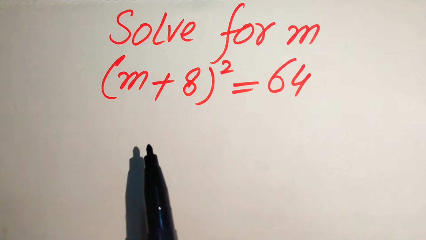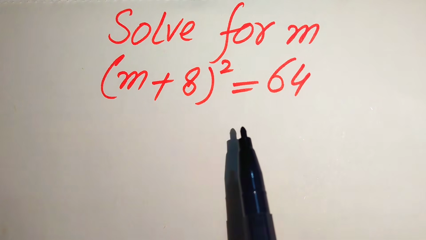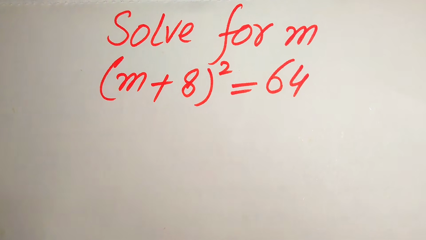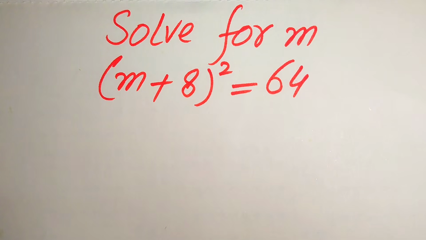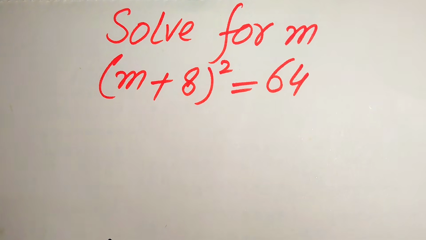So here we have (m + 8)² = 64, and we solve this problem for all the values of m. Here we solve this problem using two methods.